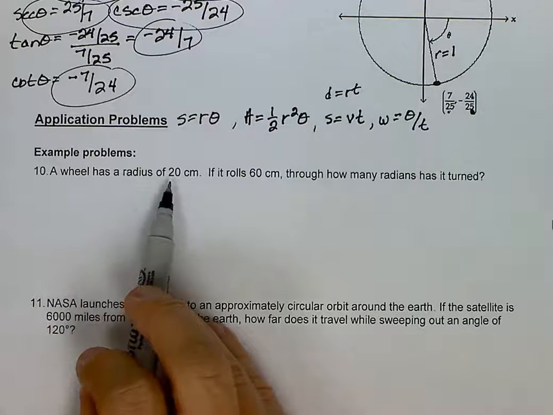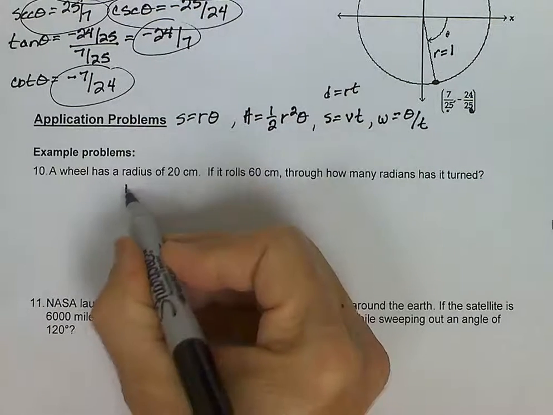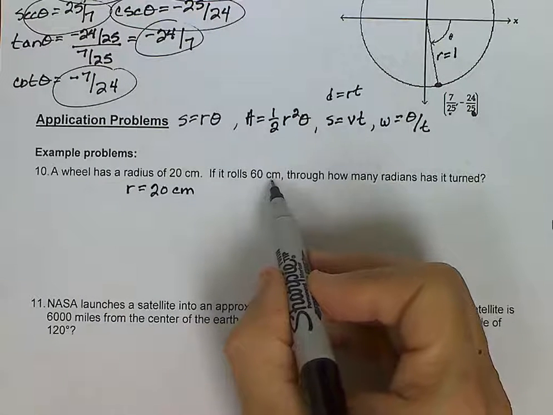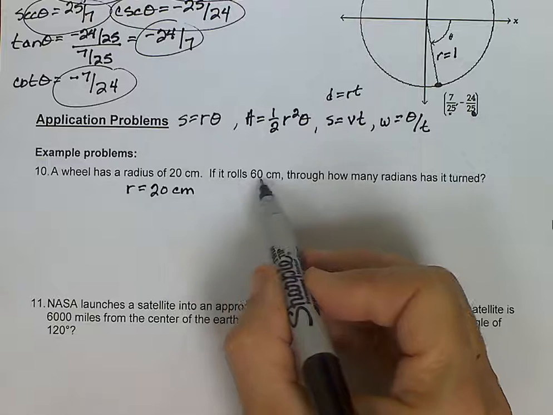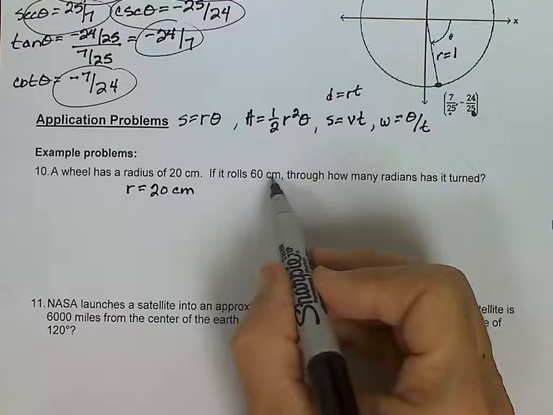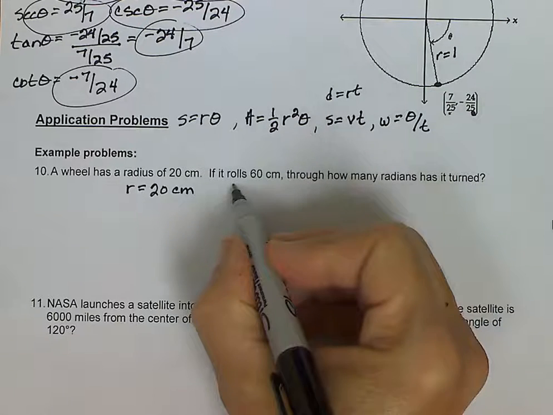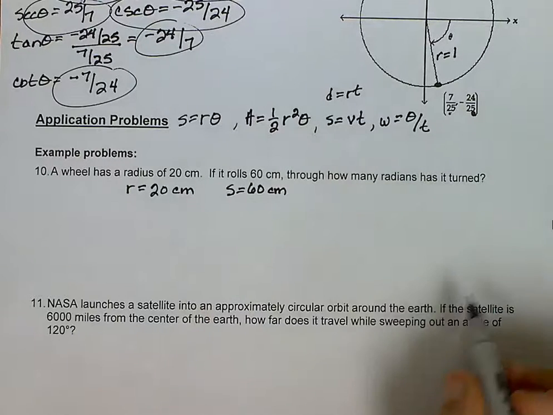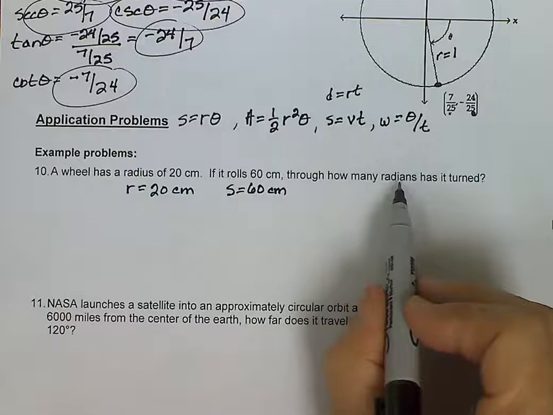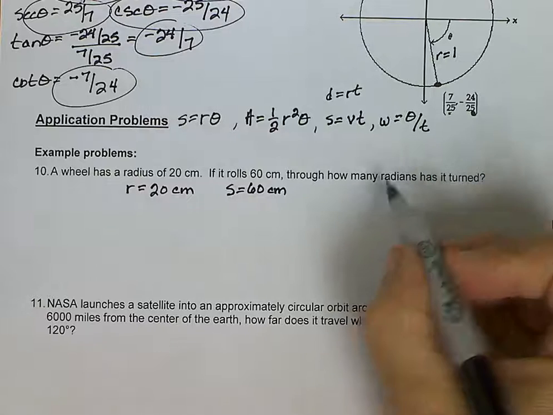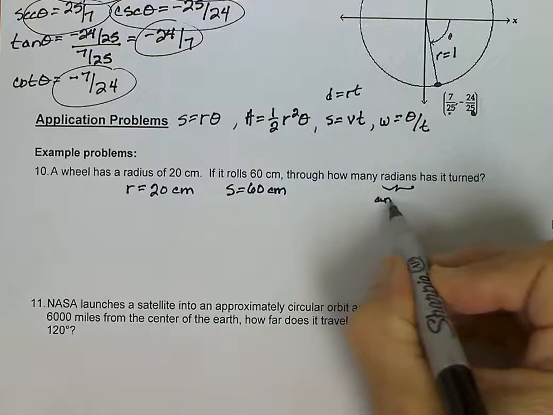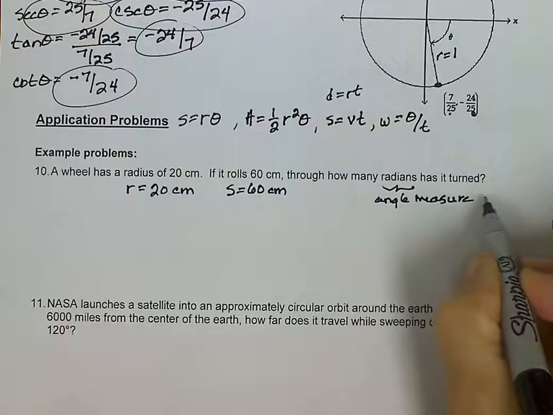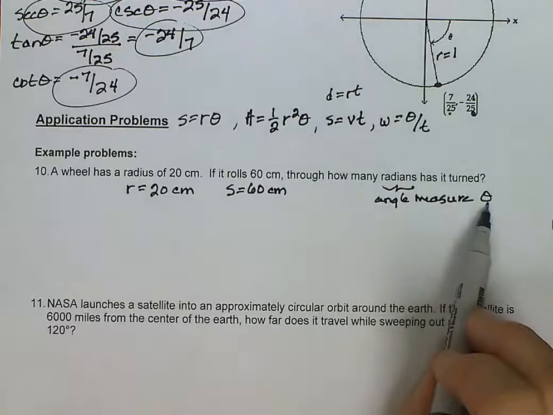In this one, they're giving us a radius. So I'm going to go ahead and write down that r equals 20 centimeters. Here they're giving us another distance, and it's saying that the wheel rolls through this distance. That means this has to be an arc length. I'm going to write that down as S equals 60 centimeters. And then it's asking how many radians it has turned through. This is an angle measure, which would be theta.